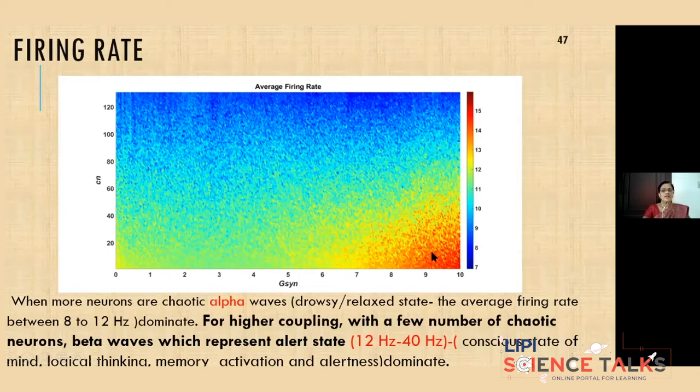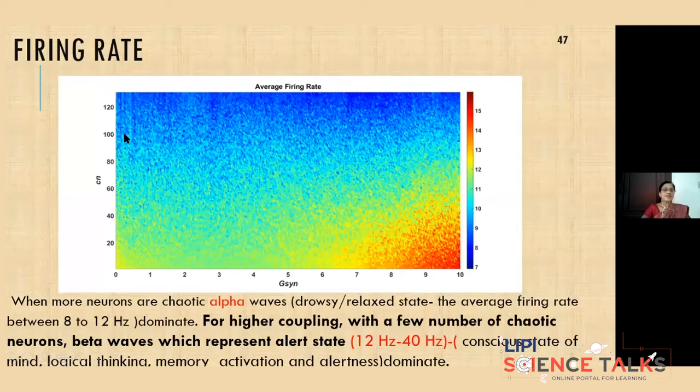That means it represents higher frequency, which represents beta waves. Beta waves represent a conscious state or logical thinking, memory activation, alertness. All these are represented by this red region. And that is present when the number of chaotic neurons is very few. At the same time, the coupling between the neurons is stronger.